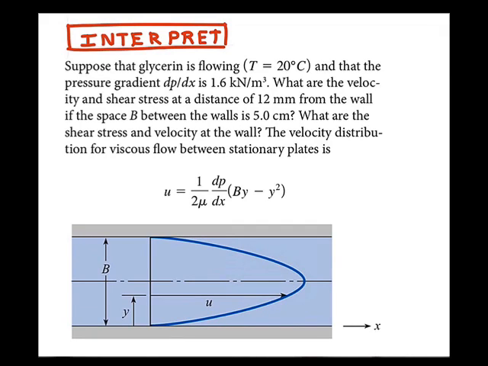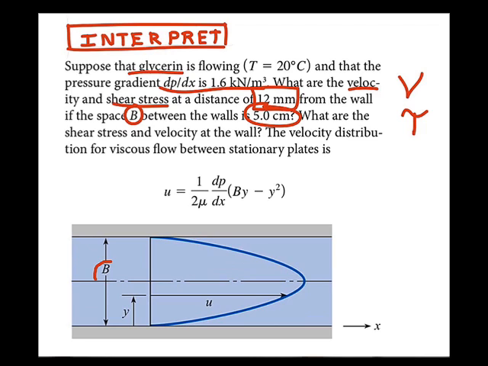Let's begin by interpreting the problem statement. Glycerin is flowing. The pressure gradient is specified. We're looking for the velocity and shear stress, so there's our goals. And the spacing B is 5 centimeters, and we're looking for the velocity and shear stress 12 mm from the walls.